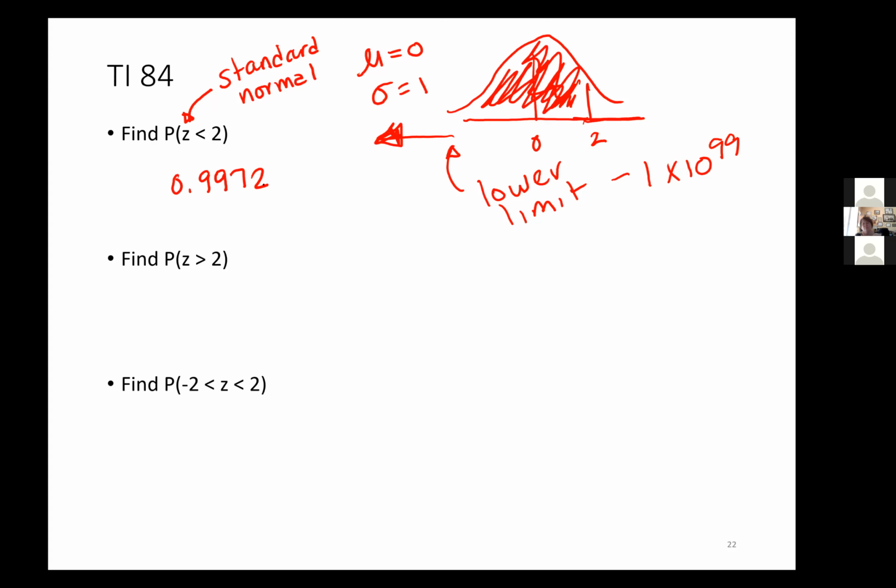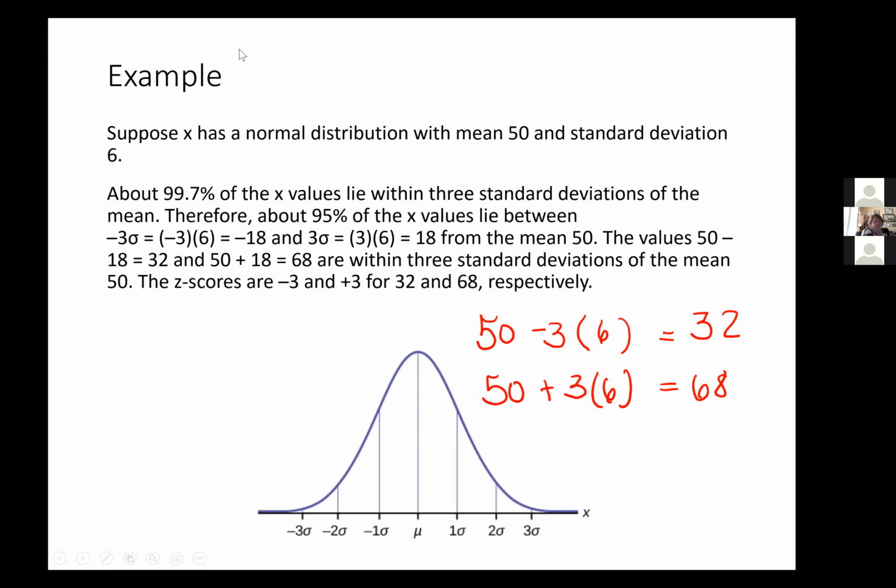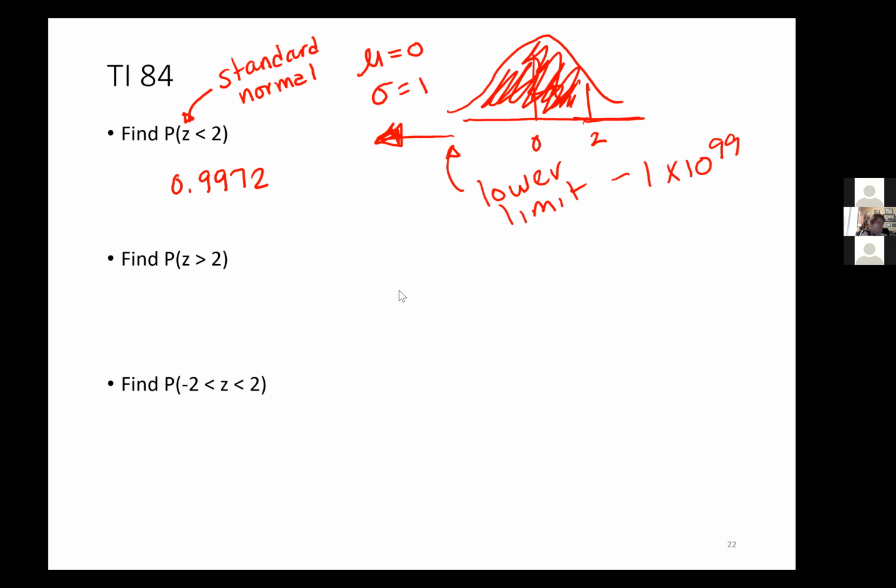Let me see if I can get... What calculator do you have, Aunt Leisha? A TI-84 Plus Silver Edition. Okay, see if we can get that skin on there.